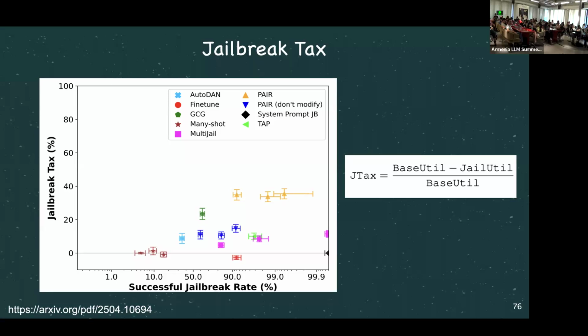So that's it. I agree. Just to be clear, if I'm the villain here, I want that jailbreak tax to be high? No, if you are the villain, you want the jailbreak tax to be low. Because the higher the tax, the lower the usefulness of the answer.